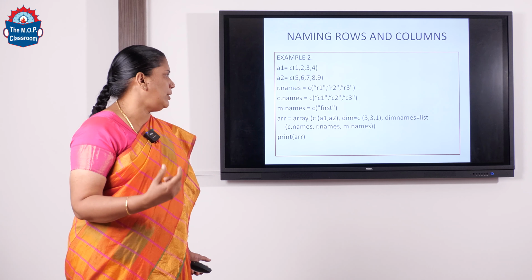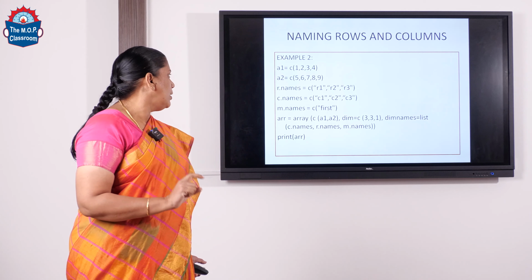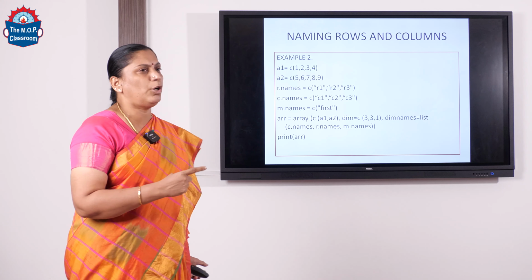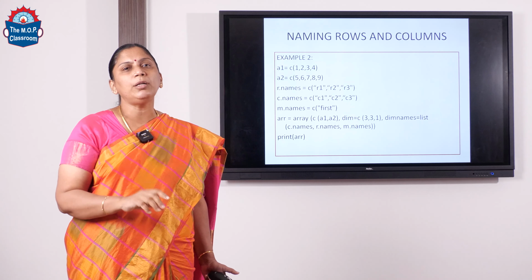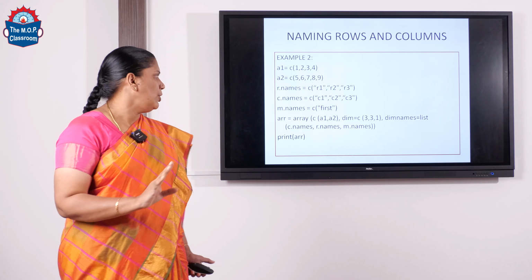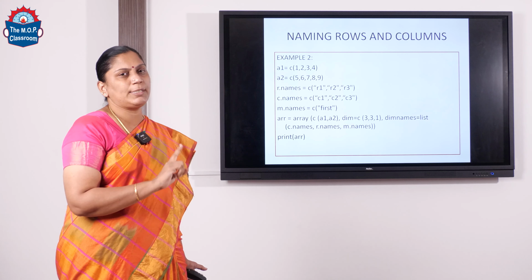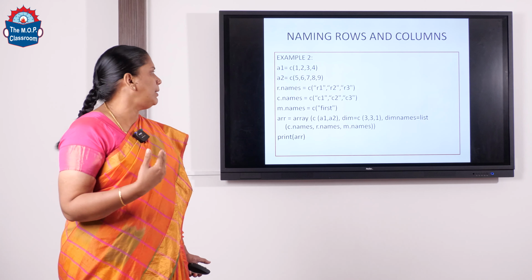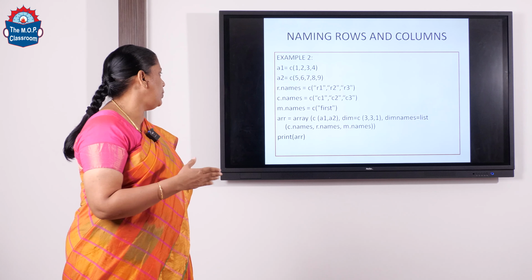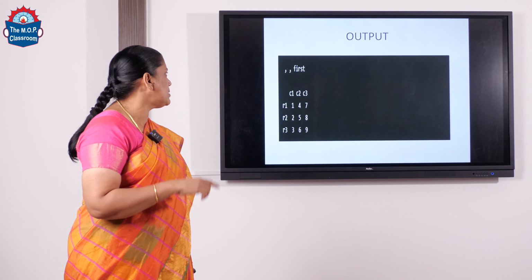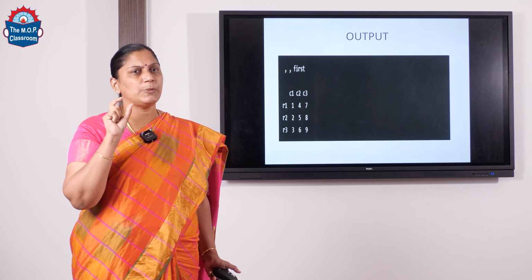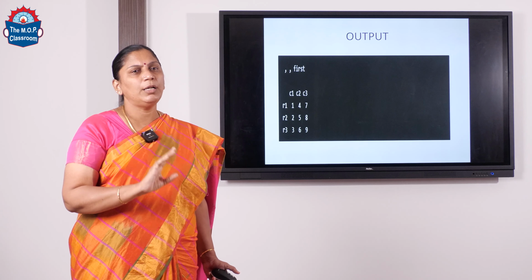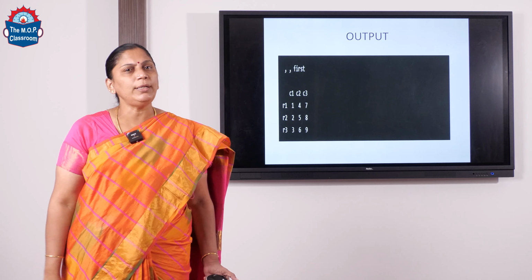And then dimension names, dimnames, list of C.names, R.names, M.names. So you are giving a list of names for row, column and the matrix. So C.names will be substituted by C1, C2, C3. R.names will be substituted as R1, R2, R3 and the matrix name will be first. So when you print the array, what happens here is it will create the matrix name as first and you can see here the rows and columns are named as R1, R2, R3, C1, C2 and C3.